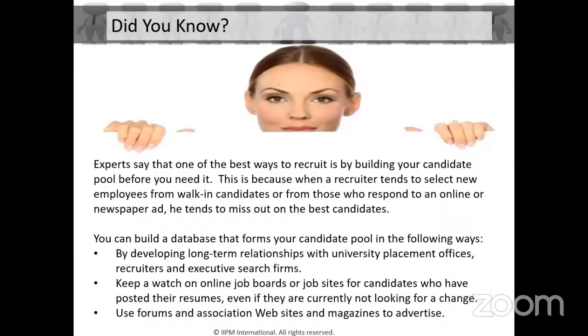Experts say that one of the best ways to recruit is by building your candidate pool before you need it. And I said that in the first session. This is because when a recruiter tends to select new employees from walk-in candidates or from those who respond to an online or newspaper ad, he tends to miss out on the best candidates. So having a candidate pool is a proactive measure on the side of a human resource professional.